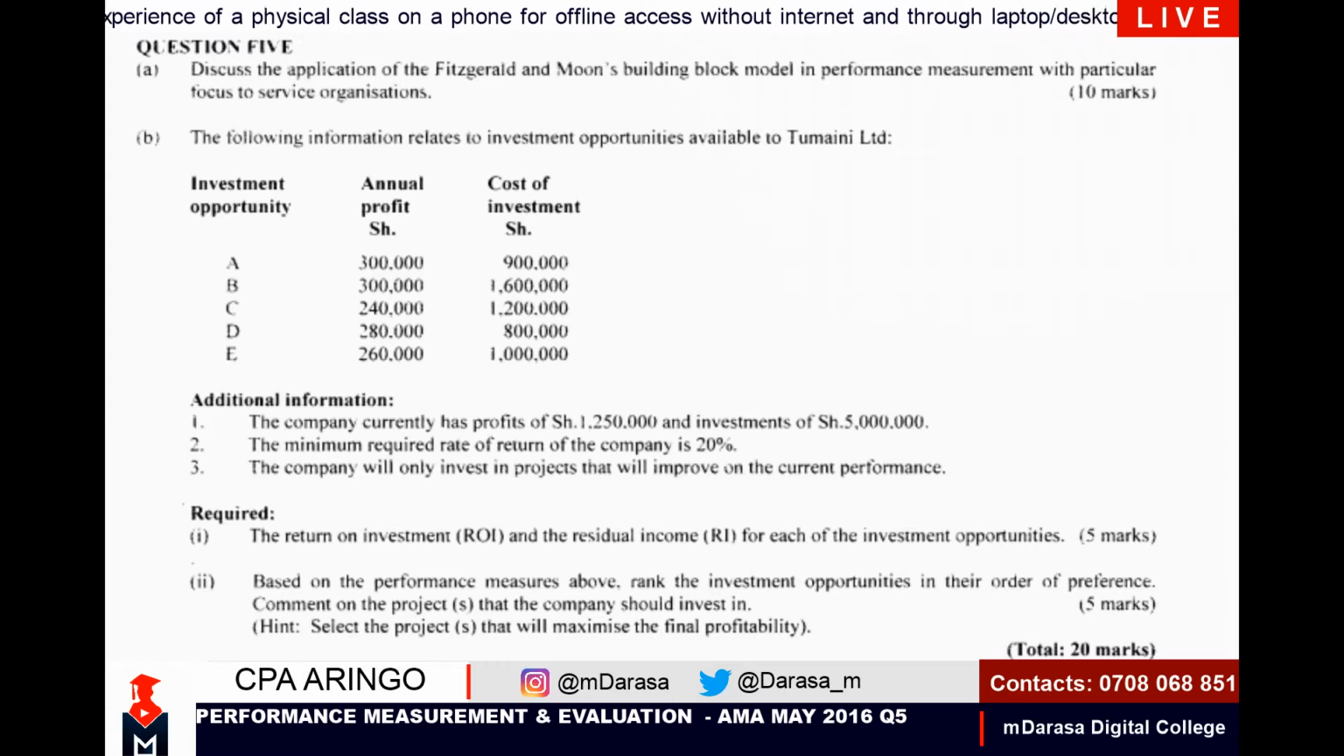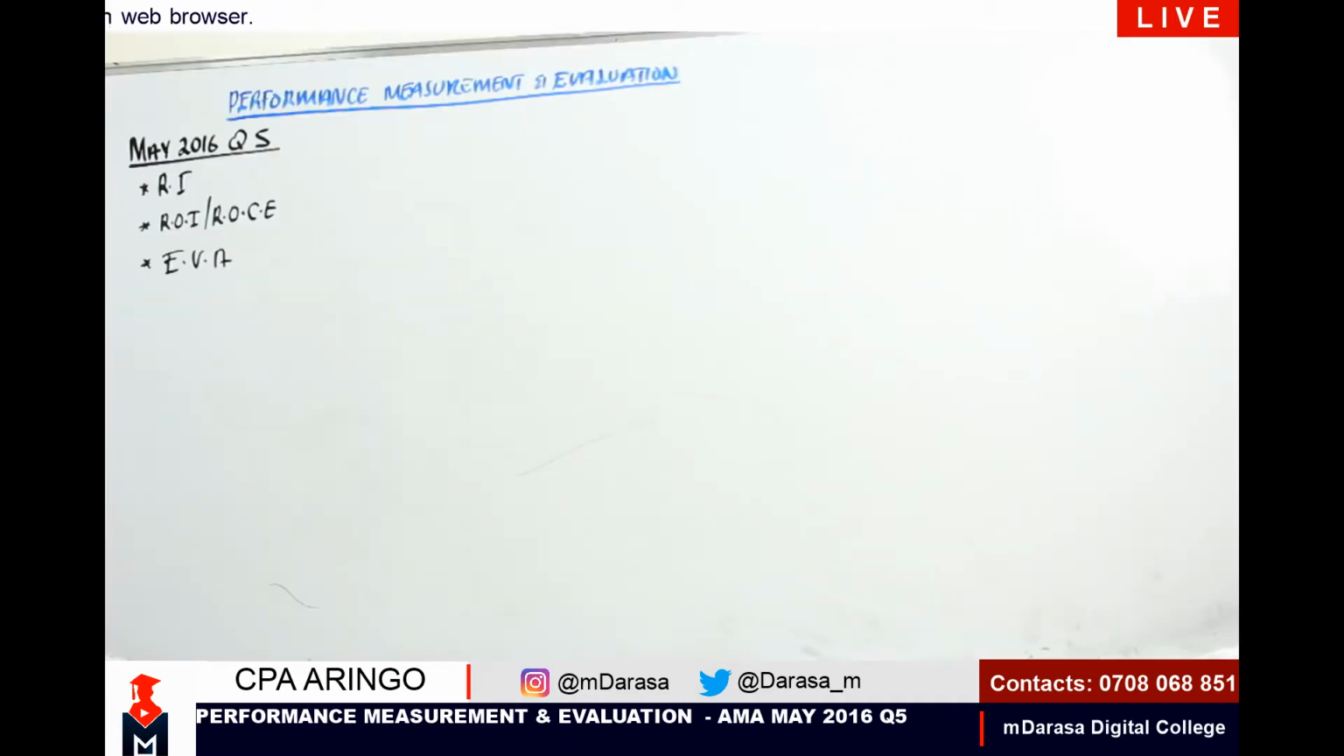So given such a question, my good students, what's the first thing that you should do? You should smile. The first thing that you should do is to smile. Because if you have the concept right, and you've gone through the first video that we did when we introduced the concept of these methods of evaluating responsibility center performance, you should be very good. So I believe you've taken a screenshot, so let us proceed.